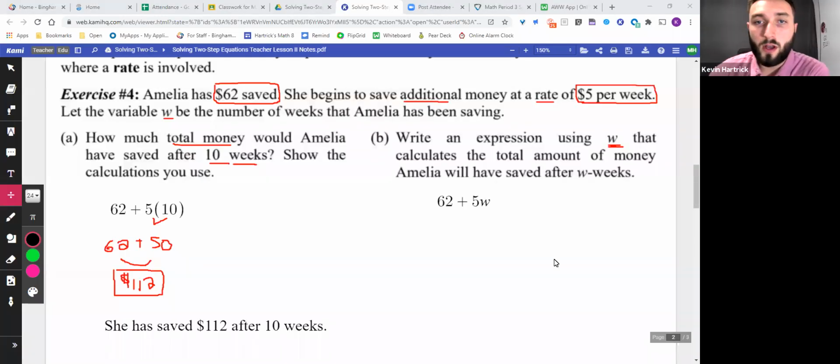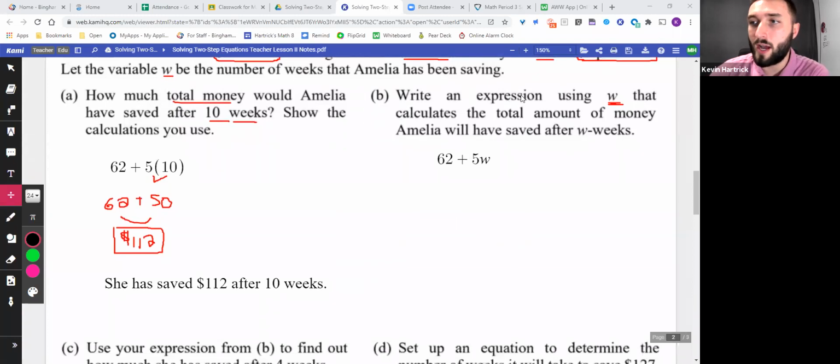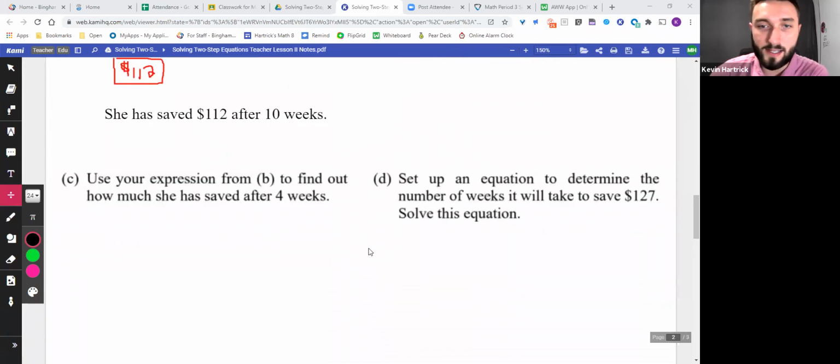Okay, welcome back. We're still on exercise 4. We have completed part A and part B, and we're now looking at part C. But just so we can remind ourselves of the situation, Amelia has $62 saved. She begins to save additional money at a rate of $5 per week. Let the variable W be the number of weeks that Amelia has been saving. And we created an expression with that variable that will help us model this situation so that we can solve problems. So let's look at C.